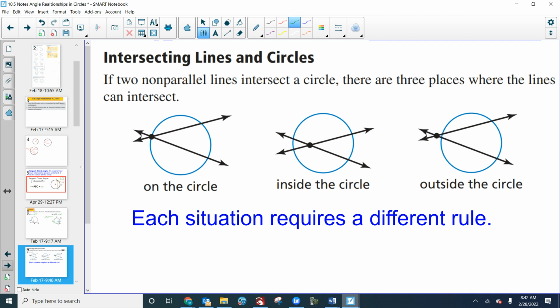Do you want us to draw these? Or no? I'm trying to think. The two intersecting chords. You know what? We don't have the rule right now for these. So if you want to have a picture of the three scenarios, that's fine. I would say this is optional. If you want to write this or draw this, you can. Not required.